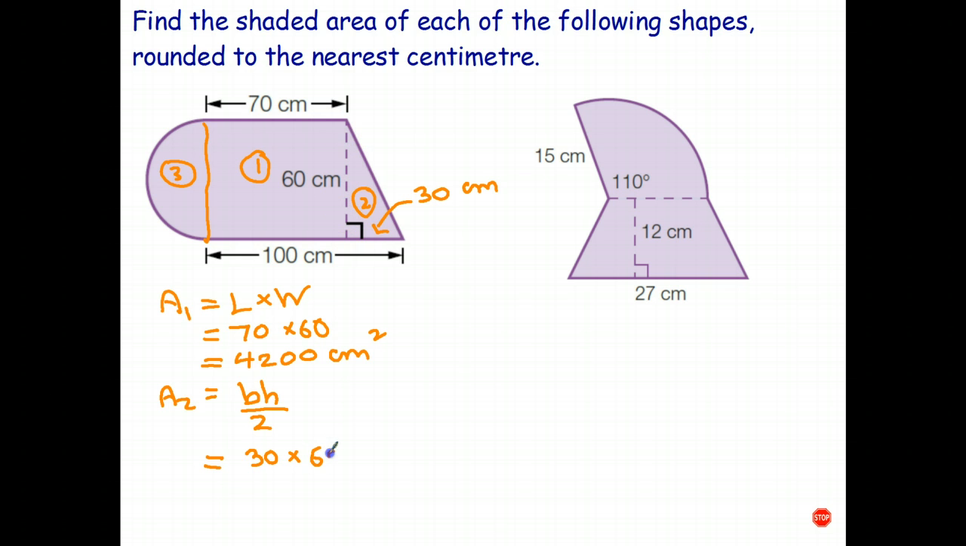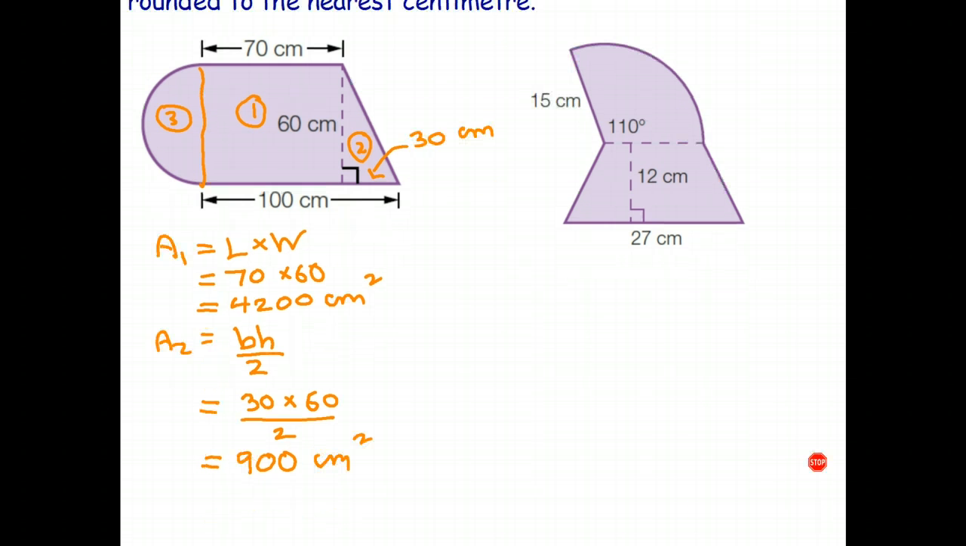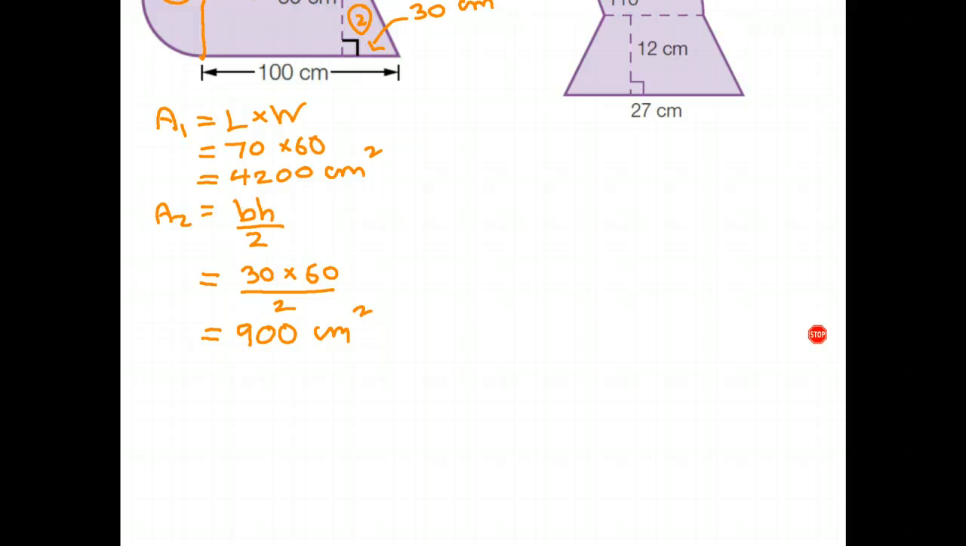So base times height all divided by 2. Now I'm going to do this one in my head, and the easiest way to do these in your head is to say, well, I can divide either of those numbers by 2. I'm going to do that one because it's easier. 60 divided by 2 is 30. 30 times 30 is 3 times 3 is 9, plus 2 zeros. So that's 900 square centimeters. And the third shape that I'm going to do is half of a circle. So let's go ahead and do area 3.